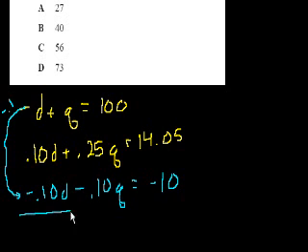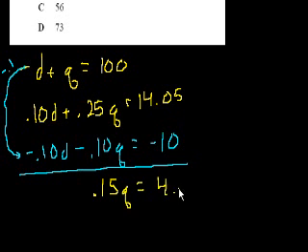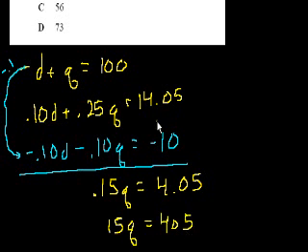All right, now we can add these two equations. 0.1D minus 0.1D, those cancel out. 0.25Q minus 0.1Q, that's equal to 0.15Q is equal to, and what's 14.05 minus 10? Well, that's equal to $4.05. Just to get rid of the decimals, we can multiply both sides of this equation by 100, right? So we'll get 15Q is equal to 405. And then we just say Q, so we divide both sides of this by 15.